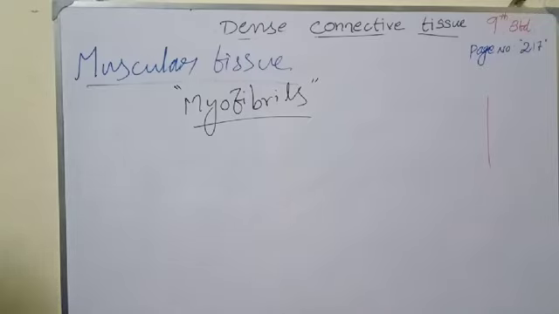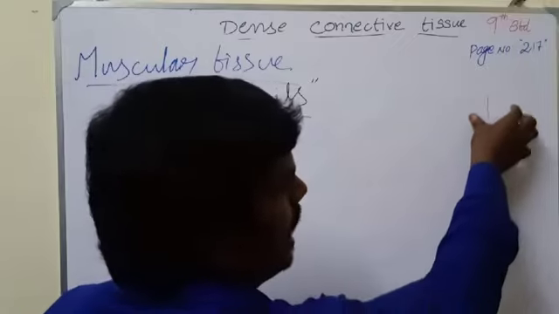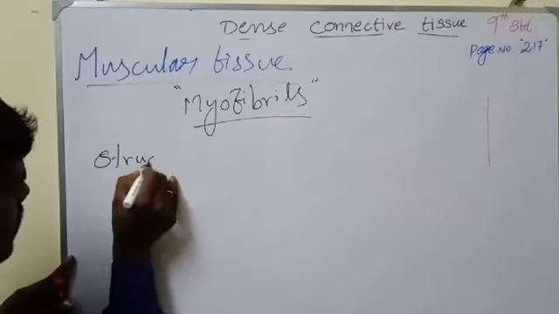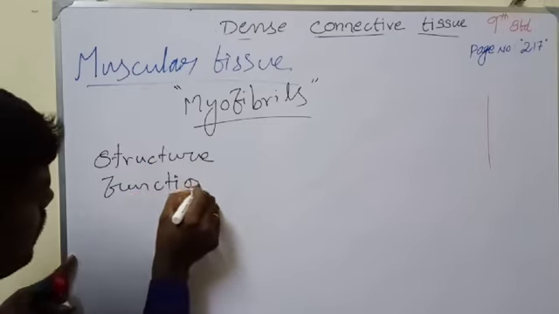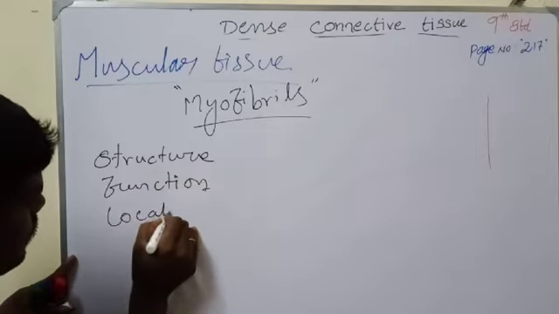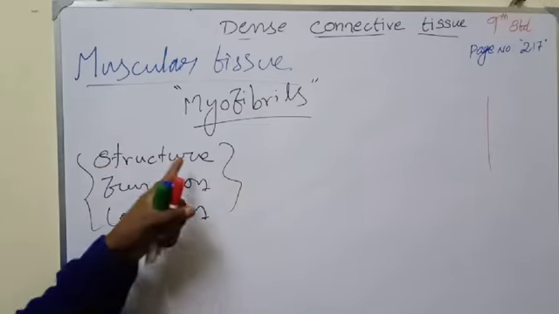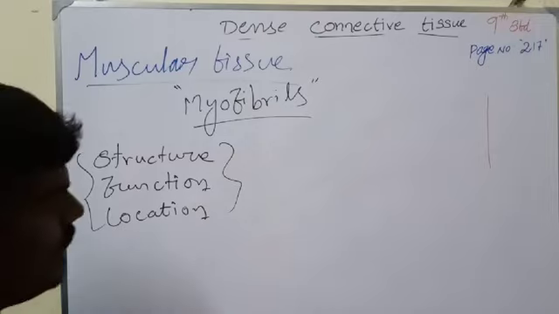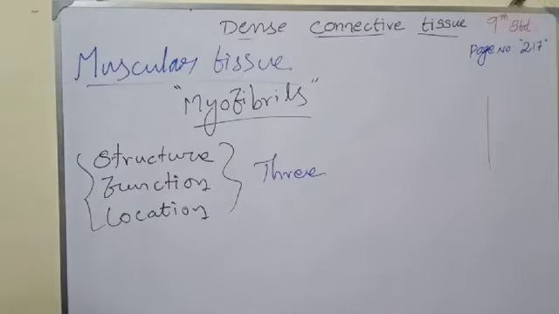According to their structure, location and functions, there are three major types. What are they? According to the structure, function and location. See, the muscles are classified according to structure, function and location. How many types? There are three main types.